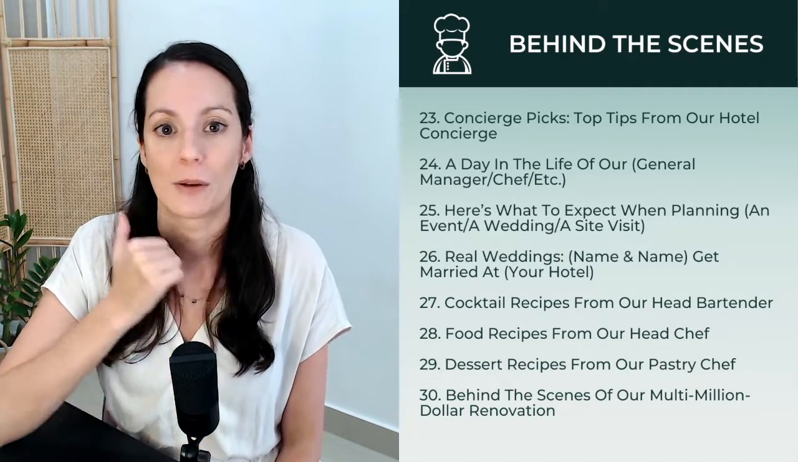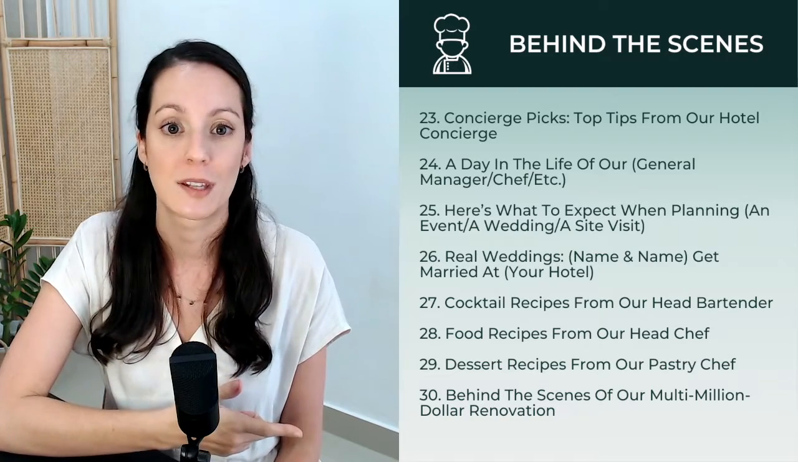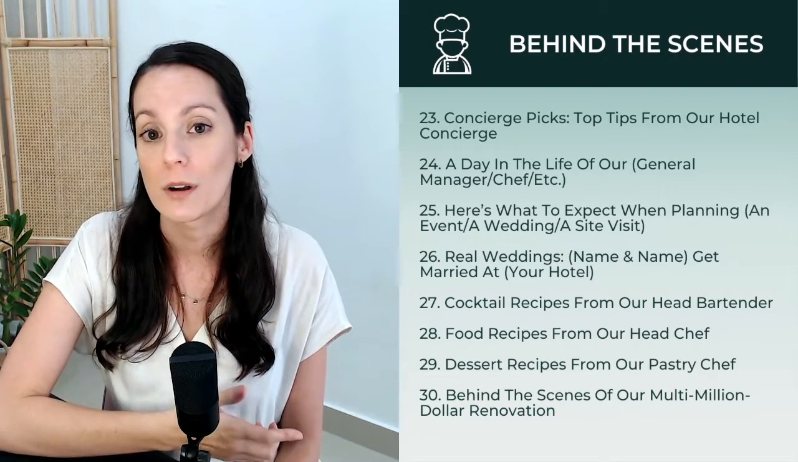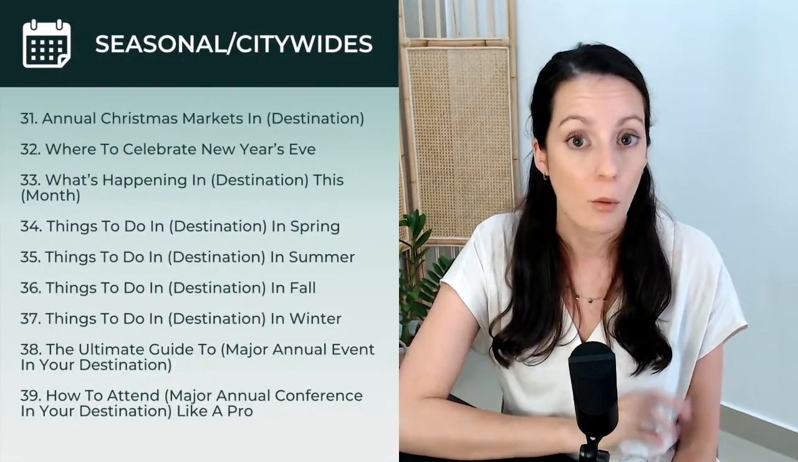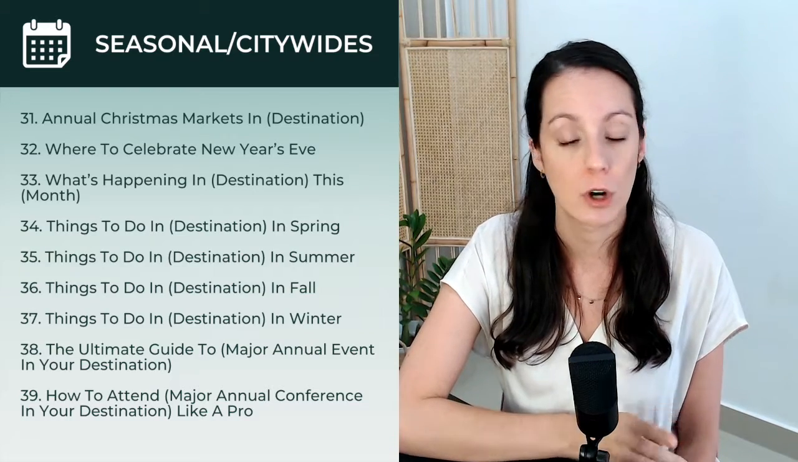You can talk about the inspiration behind it, introduce the designer or architect, and of course, share the before and after. The next category of content ideas are seasonal events or citywides. Think about what is going on in your destination that's relevant, timely, and specific. For example, what specific things can people do during different seasons?